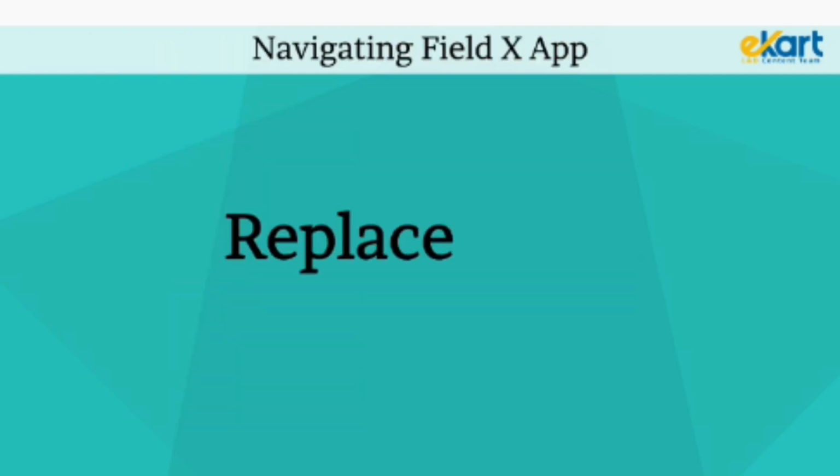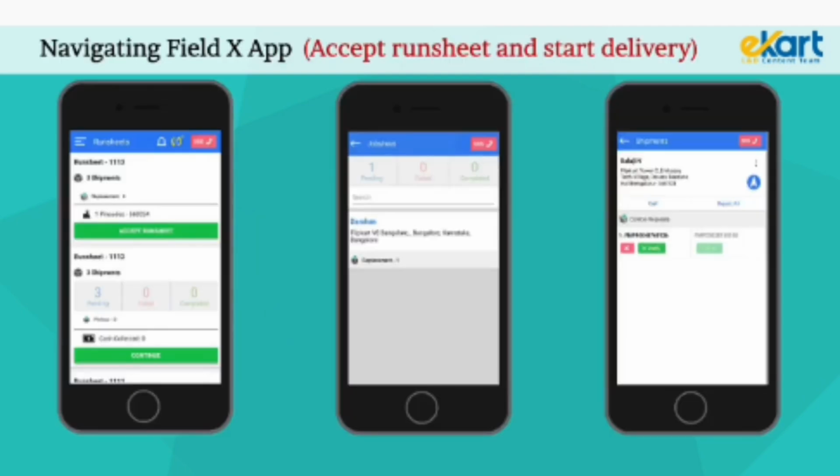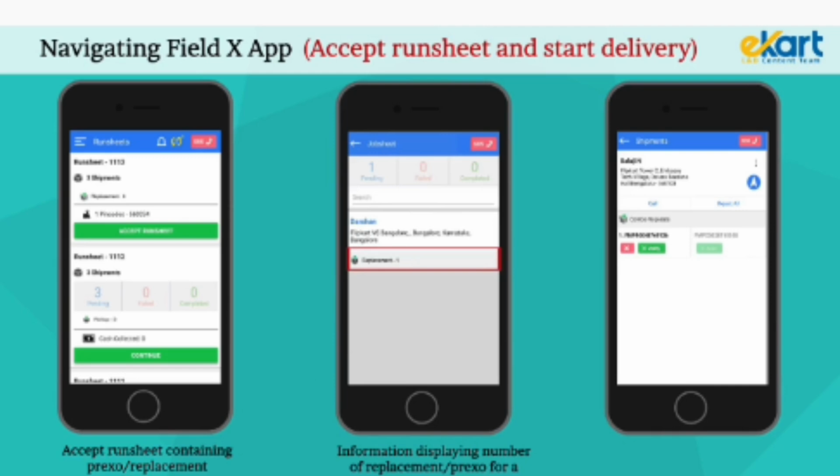Now we come to replacement. To begin with, as always, accept the run sheet and start your delivery. Once you do that, accept the run sheet containing the Prexo or replacement shipments. Information displaying the number of replacement or Prexo shipments will show up. The RVP and forward legs of the shipment will be disabled until the RVP is complete.